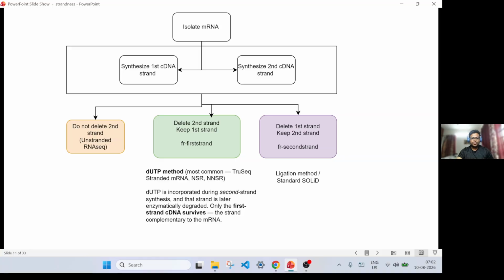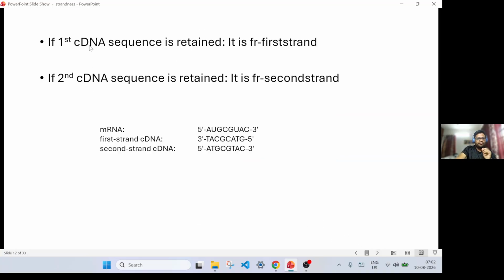This is very important for what comes next, because we will look at how it happens if you go with the first strand, and how it moves if you go with the second strand. That I will explain. So if the first cDNA sequence is retained or survived, we call it fr-firststrand. If the second cDNA sequence is retained and proceeds downstream, we say fr-secondstrand.